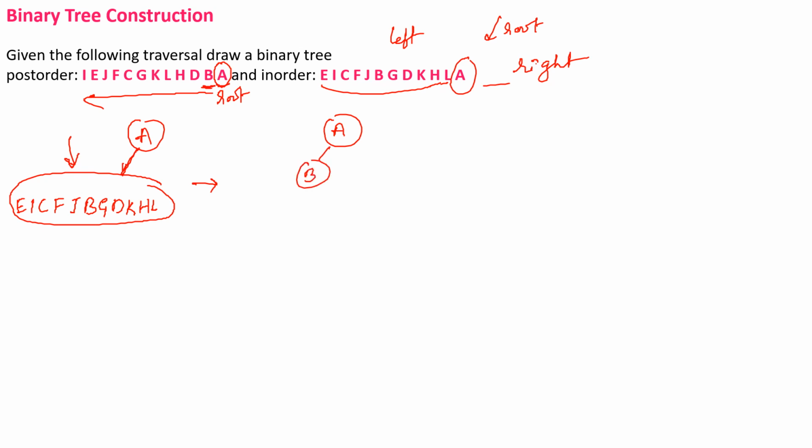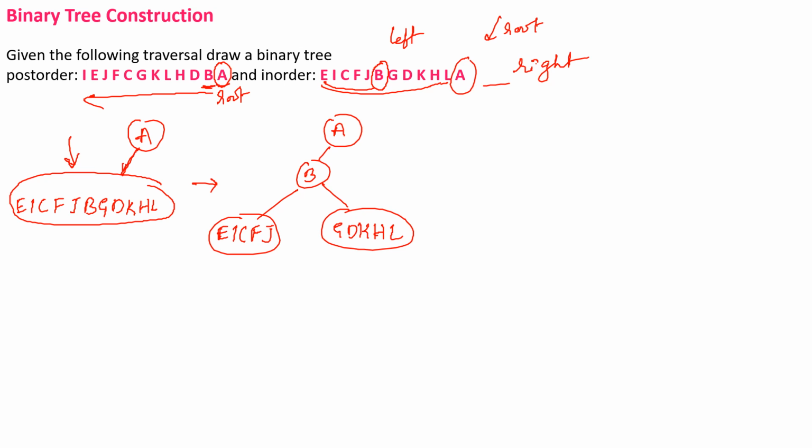Now we have to check which nodes are there in the right subtree of B and which nodes are there in the left subtree of B. So for that we have to check the in order. B is present here, and to the left we have nodes E, I, C, F and J, and to the right of B we have G, D, K, H and L. Now we have identified the left subtree and the right subtree nodes.